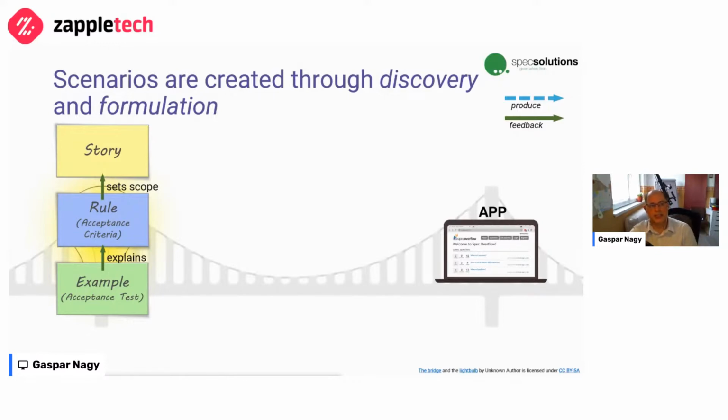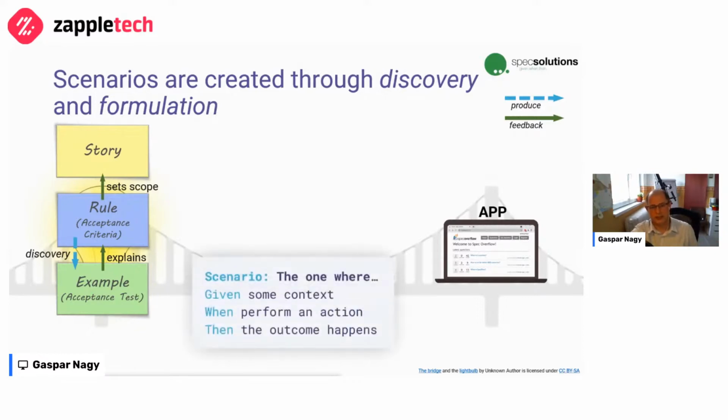During the discovery session, you come up with a couple of examples that describe how that particular rule is actually performed. And then we do the formulation, and this is what I said earlier, it just takes the existing knowledge that we have gathered during the discovery session. We take these examples and turn them into properly written BDD scenarios. So that's the formulation session.